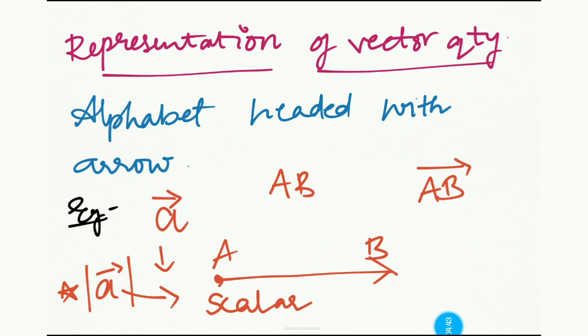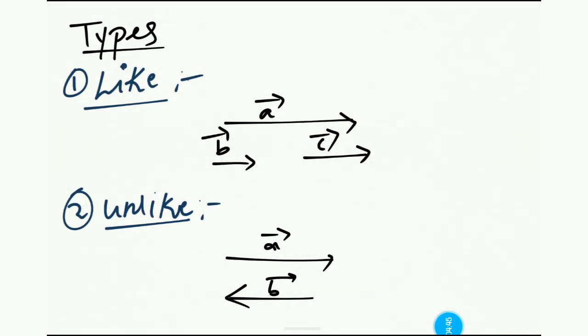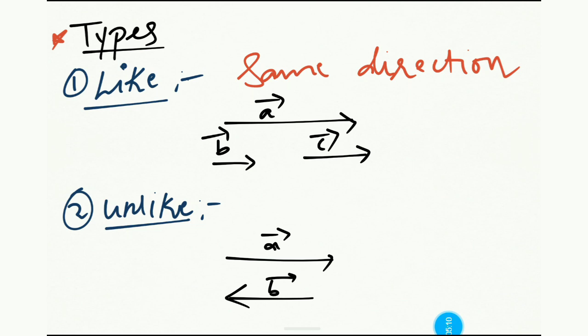Now we shall move on to the types. There are many types, so we will look into all of them quickly. First we have like vectors, the vectors in which the direction is the same. See here, vector A, vector B and vector C are all moving in one direction. So what can you simply say? The vectors which have the same direction are called like vectors. Next we have unlike vectors, the vectors which have mutually opposite directions.